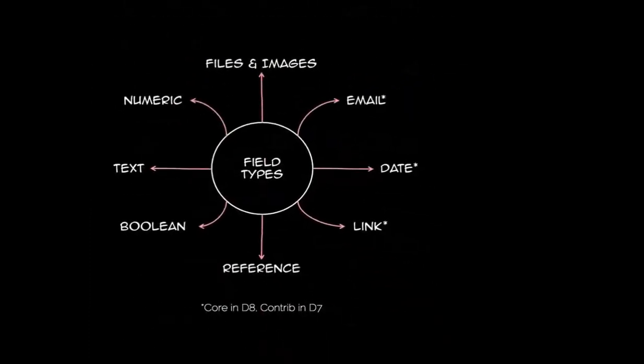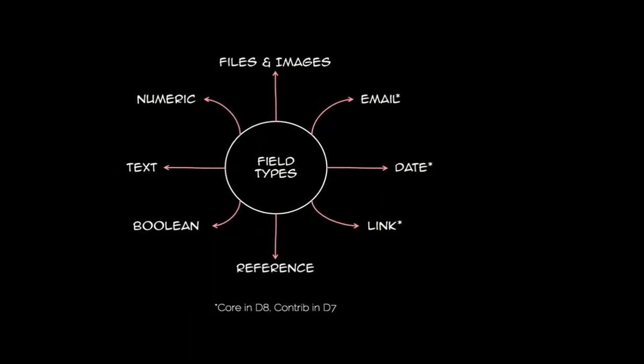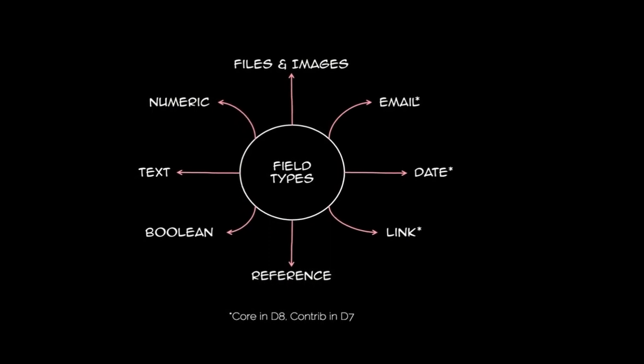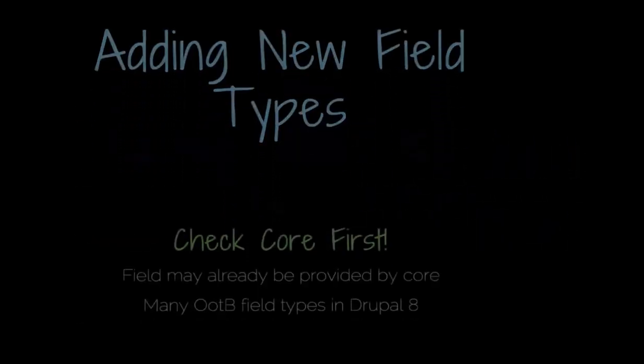There are lots of different field types that Drupal provides out of the box. In Drupal 8, there's even more of them. Some of these, like email, date, and link, are actually contrib modules in Drupal 7. You have to actually download them and add them to Drupal. So how do you add these new field types?